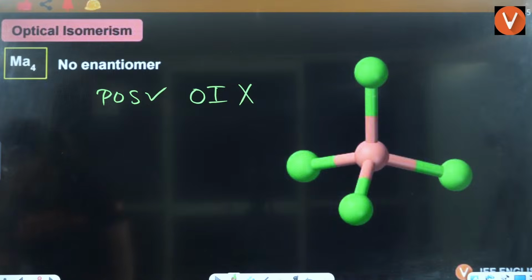Now I'm going to just, what is happening? This is like moving here and there.